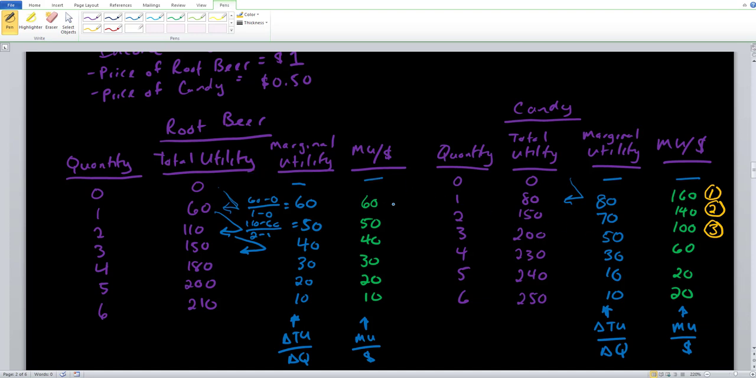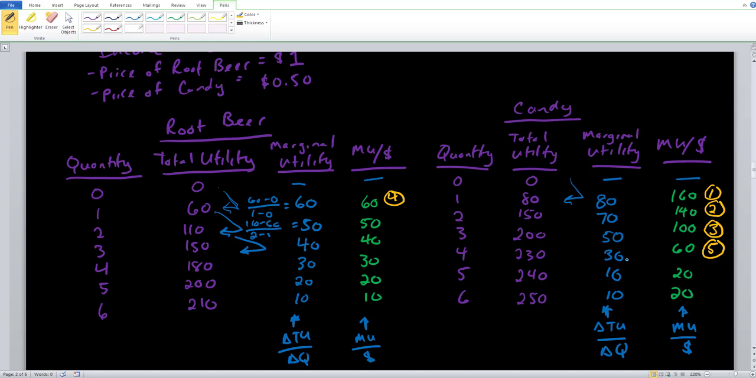It could be towards my very first unit of root beer, or it could be for my fourth unit of candy. Let's go ahead and say that you just spend your next money towards root beer, and then your next money towards candy. It doesn't really matter which one you choose first, because these numbers are exactly the same. You are sort of indifferent between them.